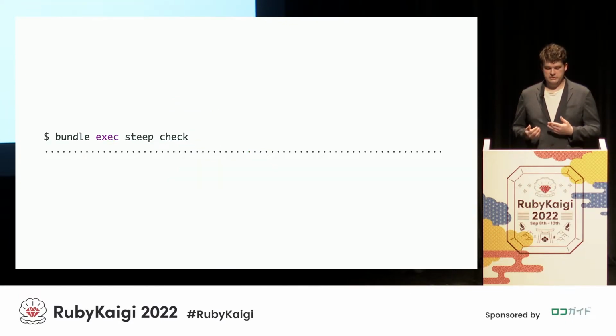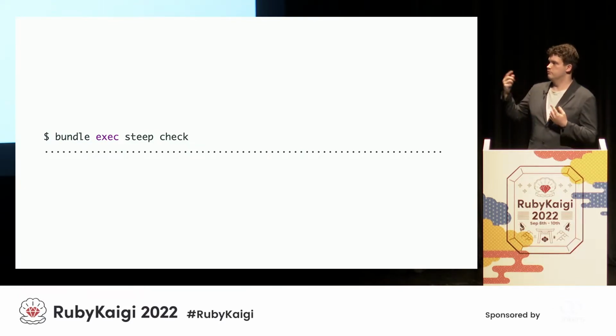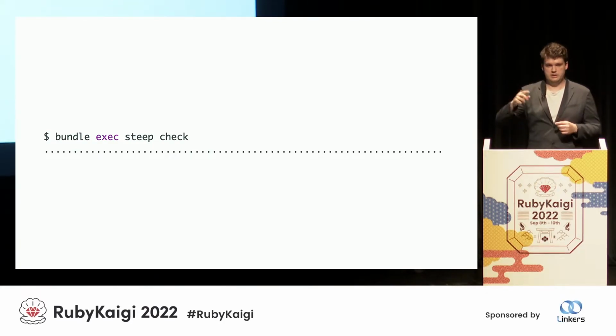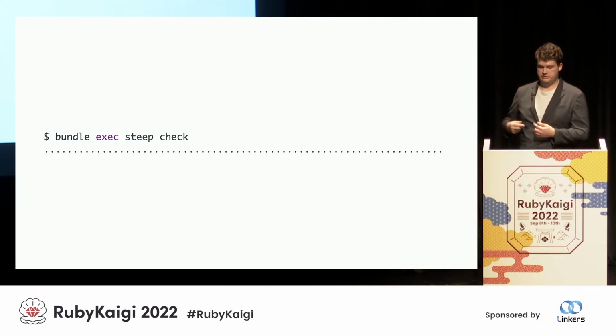And when we run the steep check command to validate our types, it will use your existing code, but it will also type check against your code with the standard library code. And even though we only had one type file, you can see for every dot, it's a different type check it's done. So it's also type checking the standard library on top of your code as well.